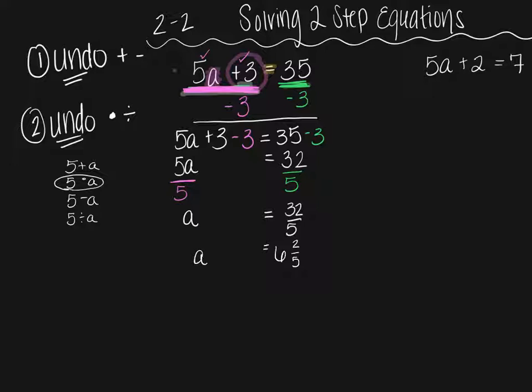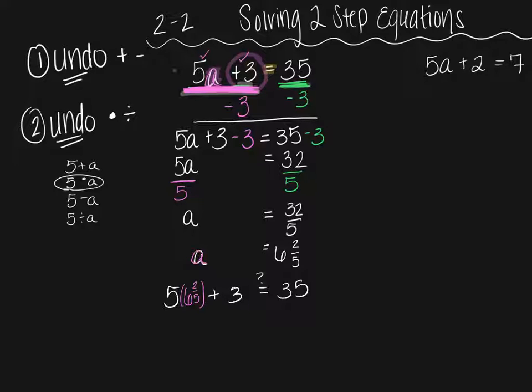If it asks you to check, I'm now going to take my a and plug it in up here for a. So I said a equals 6 2/5, right? Let's look at what happens when I have 5a plus 3 equals 35, and I want to check if my 6 2/5 will go in for my a.